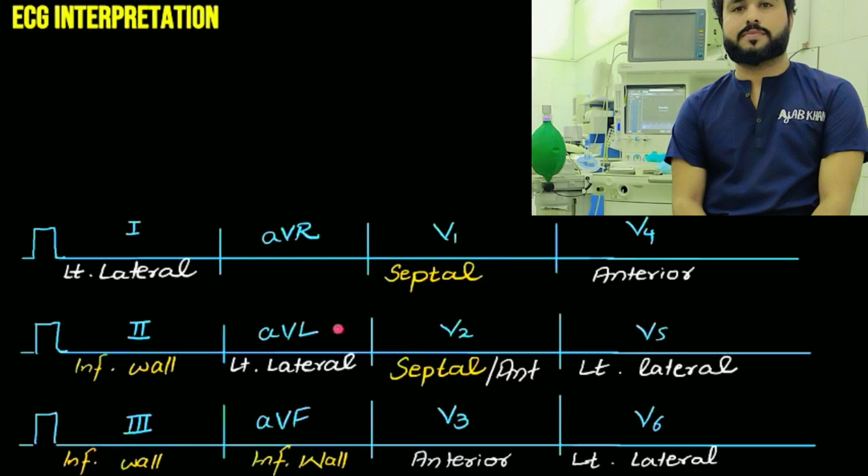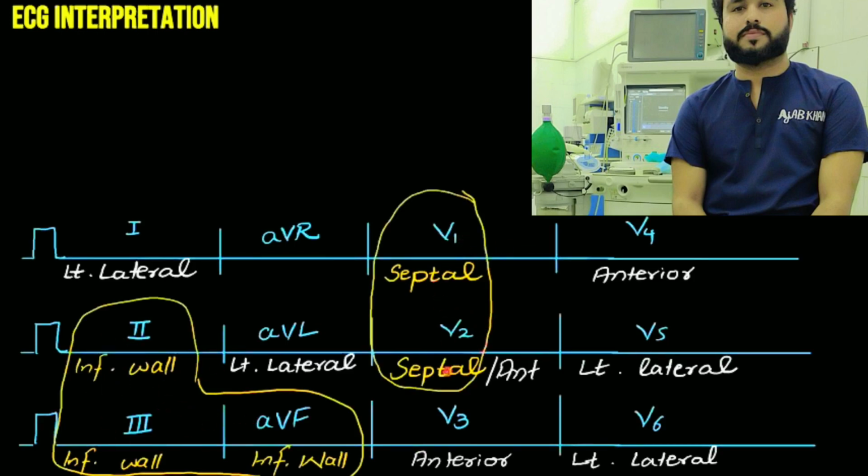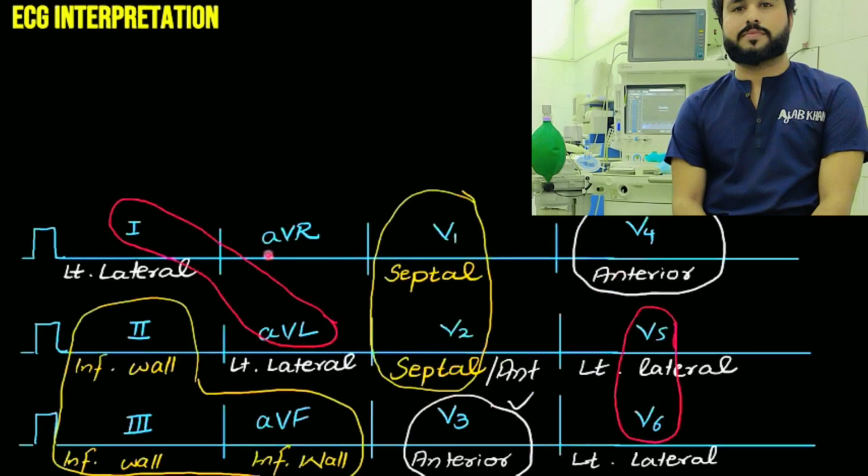Now this is the importance of understanding the different leads of ECG, because when you know which lead represents which part of the heart, you can easily tell where the problem in the heart is. If there is a problem with lead 2, 3, AVF, it means that there is an inferior wall problem. If there are changes in lead V1, V2, it means it's a septal wall problem. If there is a problem with lead V3, V4, it's an anterior wall problem. Lead 1, AVL, V5, V6, if they show changes, it means that the problem is with the left lateral part of the heart.